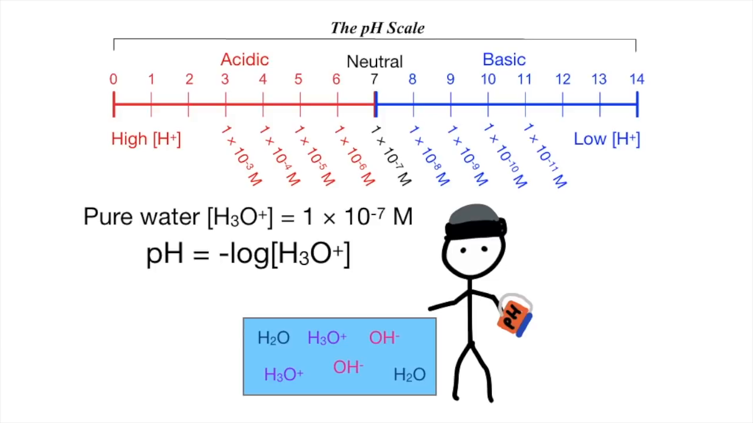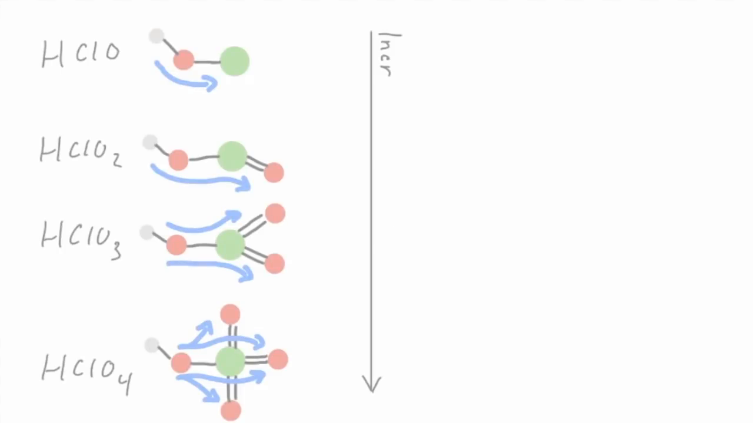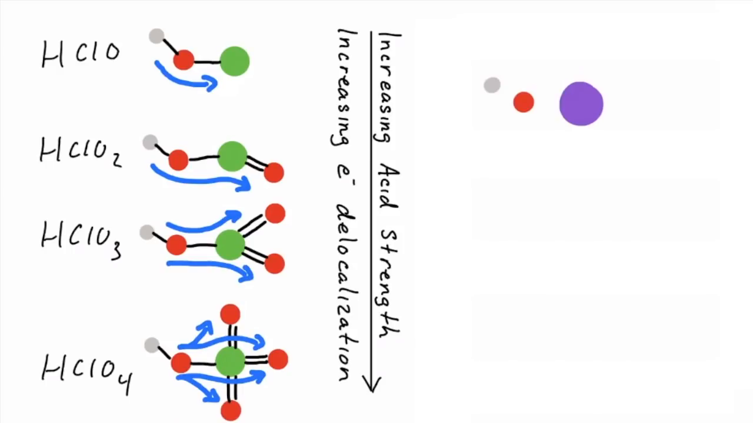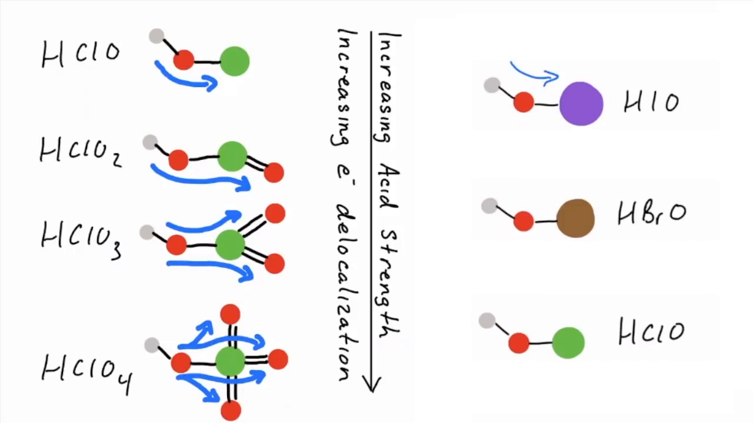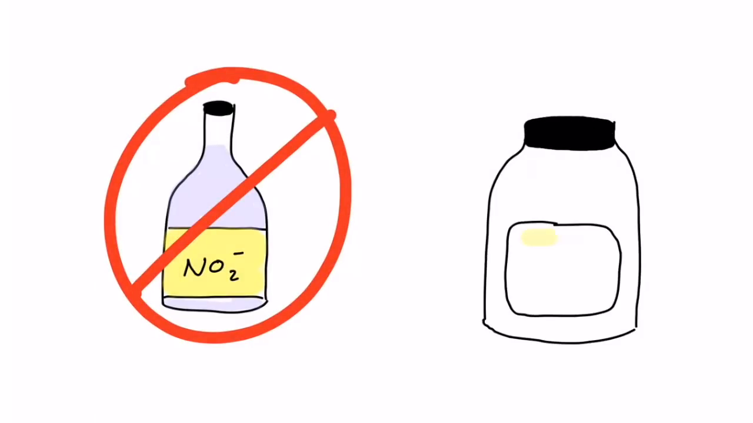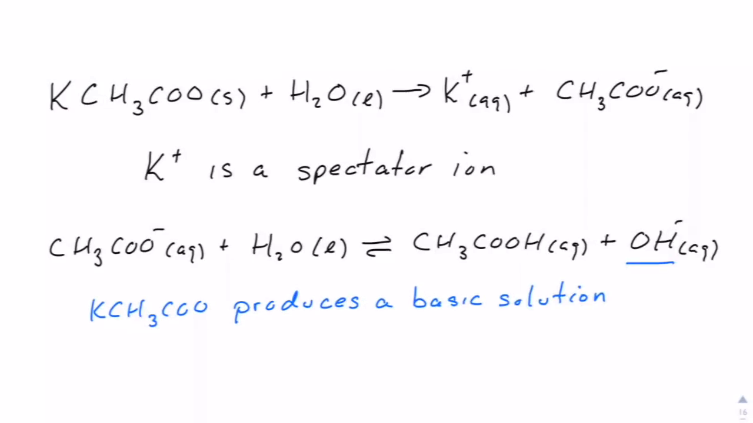The strength of oxoacids is determined by the stability of the anion, which is determined by its ability to delocalize the electrons around the molecule. When preparing acidic or basic solutions, it is common to use salts, which themselves ionize in solution. These ions may or may not react with water, resulting in acidic, basic, or neutral solutions.